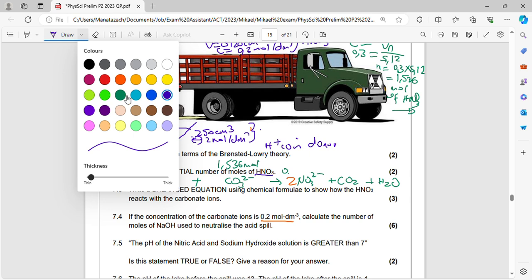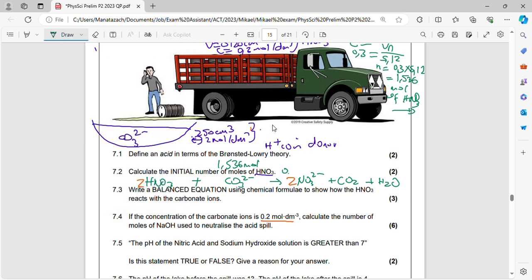We'll say the number of moles using this formula. The concentration 0.2 is equal to the number of moles divided by the volume. Converting cm cube to dm cube, you'll get 0.25 dm cube. So basically the number of moles will be 0.2 times 0.25.